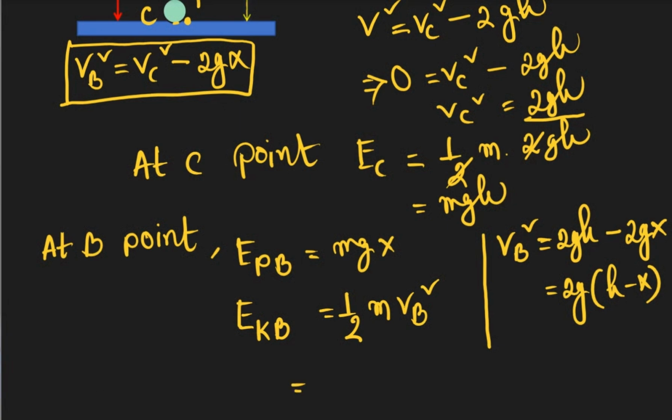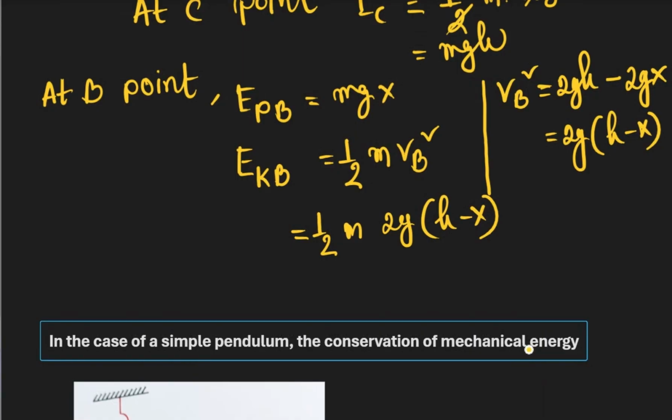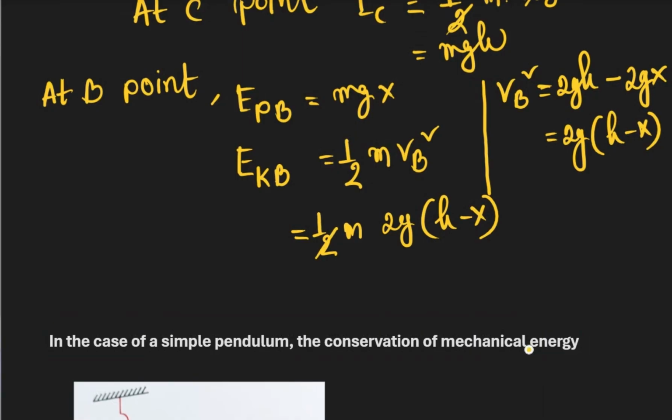Now it's time to plug in this value of VB square here. So we could write half m times VB square, which means 2g(h minus x). Here it is very straightforward. Let's cancel out the 2. So we could write mgh minus mgx.